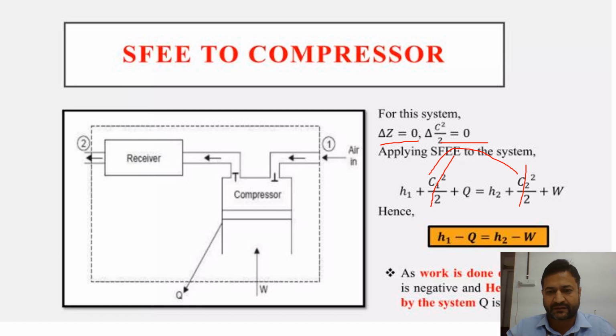Velocity is at the inlet and outlet of the flow of air through the compressor. Then we have assumed that this is insulated, so Q will be 0. So directly we are going to get W will be equal to how much? H2 minus H1, and that work is done on the system. So this W will definitely be negative work. That is why we call this compressor a power consuming device.